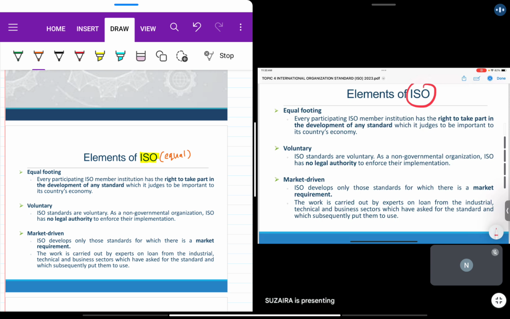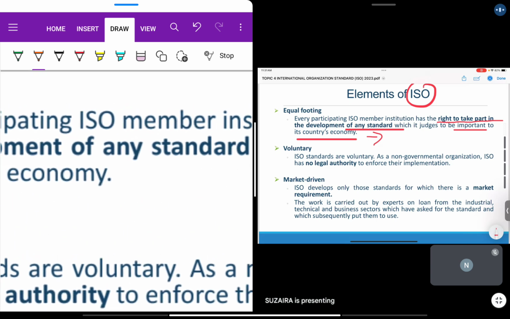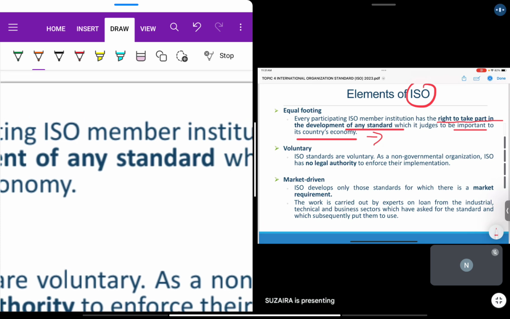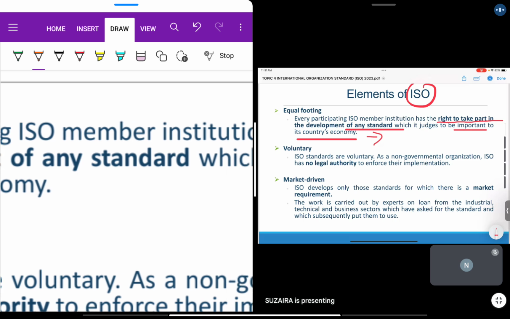So equal voting means that you have the right to take part in giving ideas or sharing knowledge together. You have the right to take part in the development of any standard which is judged to be important to its country's economy. So maybe you want to develop a standard for food safety or food security. Nowadays we talk about food security, so any grants actually reflect on food security.